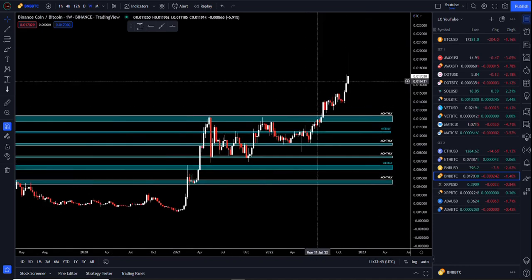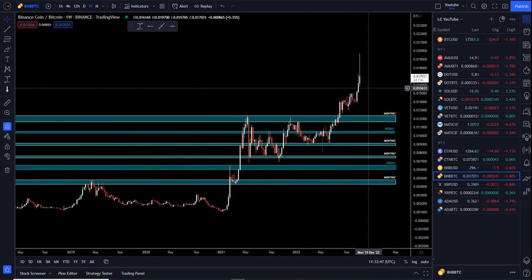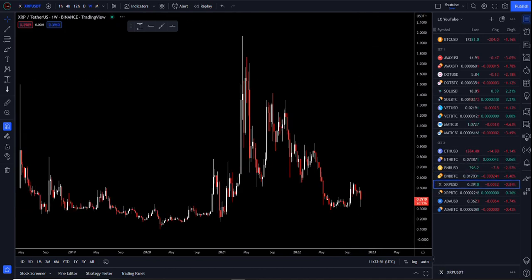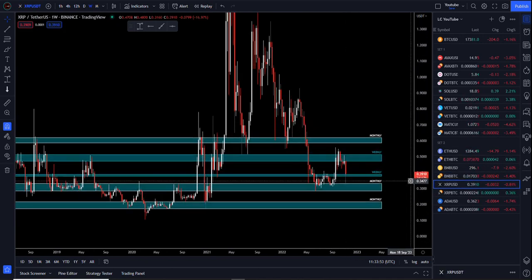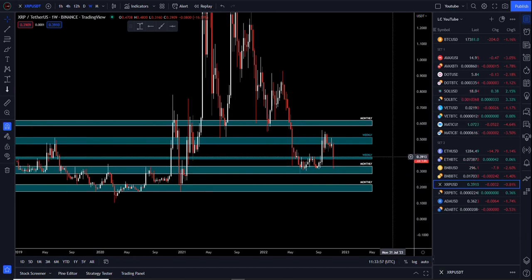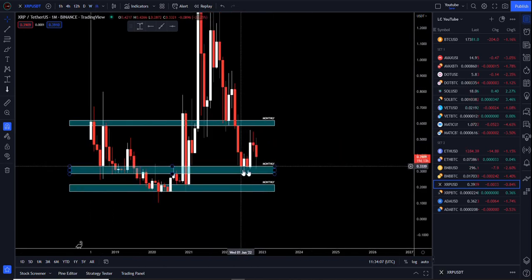Quickly the weekly, but there's not much really to add. As you can see, it's just absolutely off on one, but you see this wick could easily be a blow off top. XRP, lovely little dip into both the weekly and monthly support regions here. So the weekly between 39 cents and 37 cents, and then the monthly just dipped into it at around 33 cents.